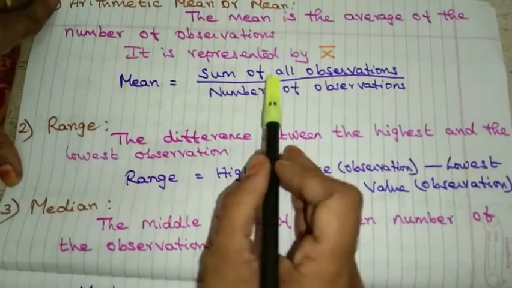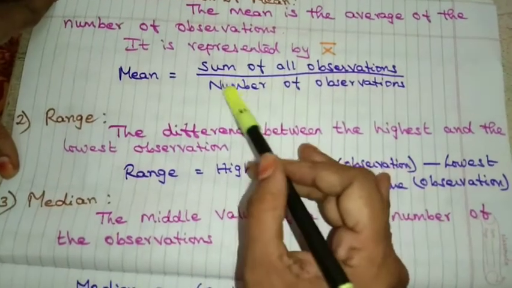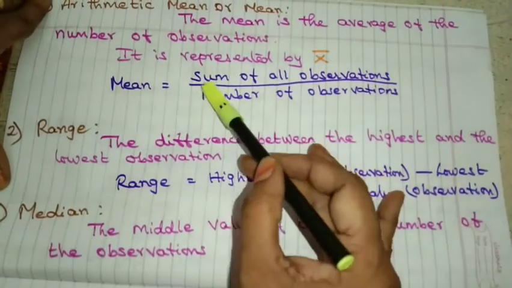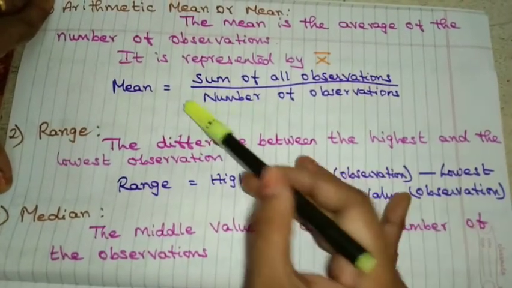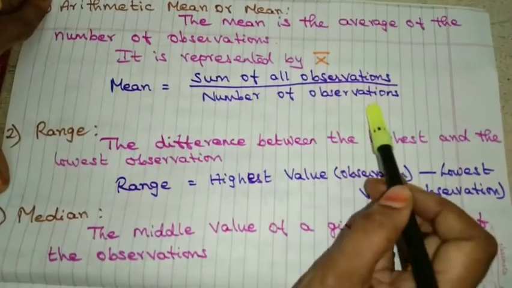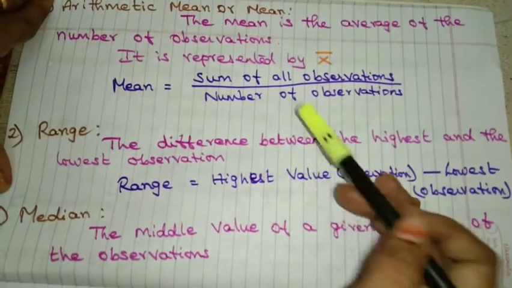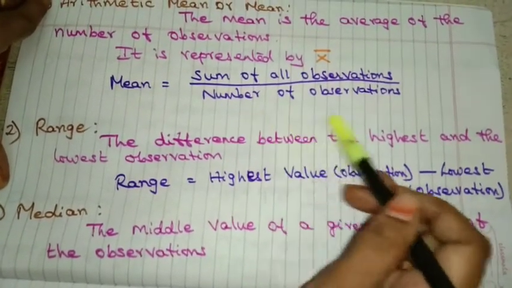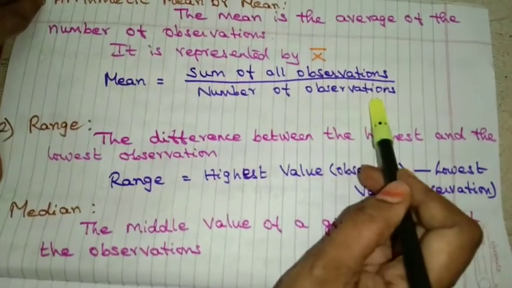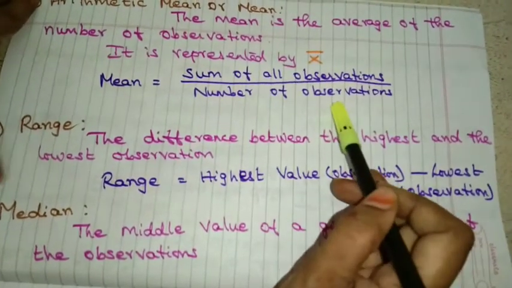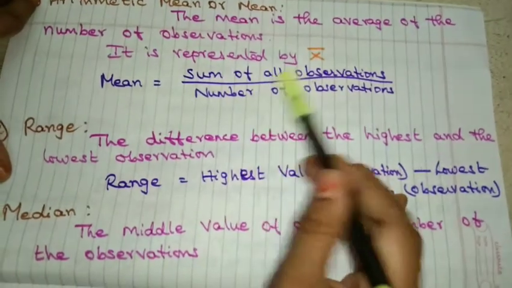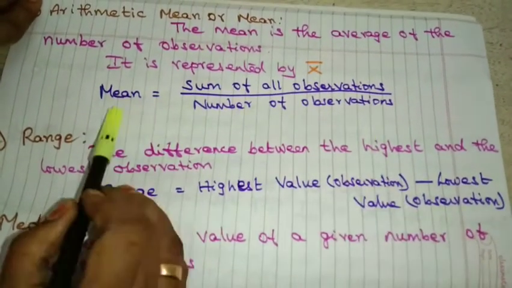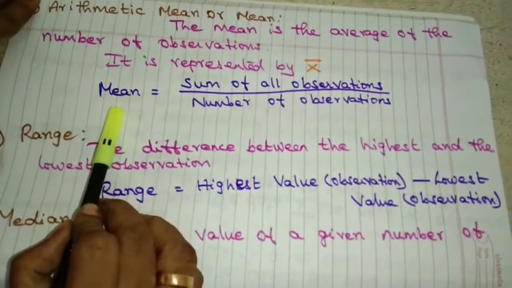Formula: sum of all observations. So whatever values are given, for example, if you are given the marks of 5 students, you will add all the marks of the 5 students and divide it by the number of observations. Number of observation is how many students marks you have got. You have got 5 students marks. So the total of the marks divided by 5. In other words, sum of all observations divided by number of observations. This is the formula to find out mean.